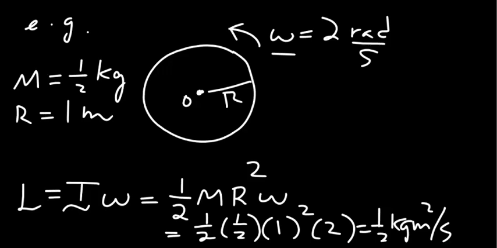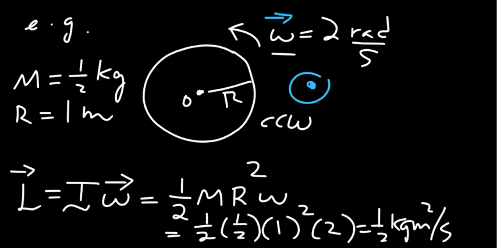Now what about the direction of this angular momentum? The direction of the angular momentum is the same as the direction of angular velocity. Now because the rotation is counterclockwise, from our previous video, using the right-hand rule, we know the direction of that angular velocity is coming out of the board. So the direction of angular momentum is also coming out of the board.